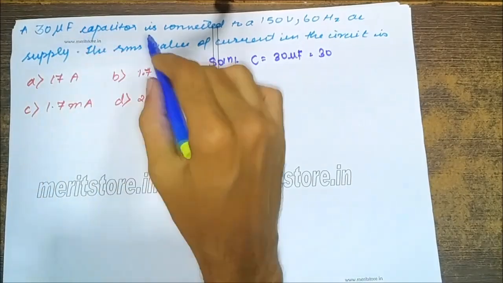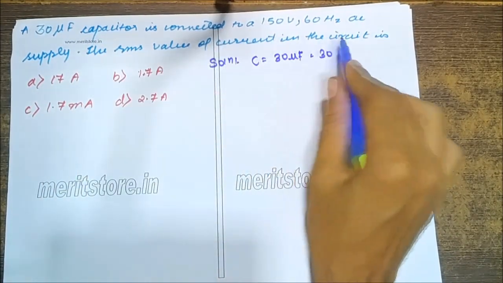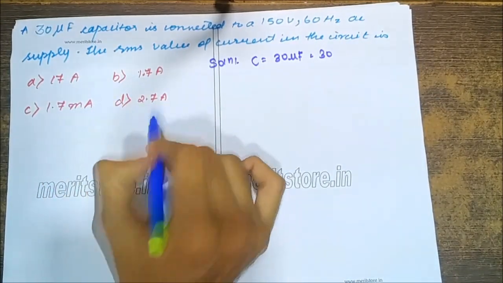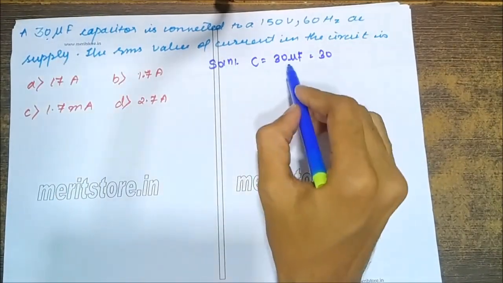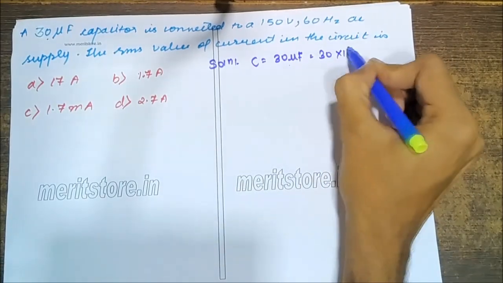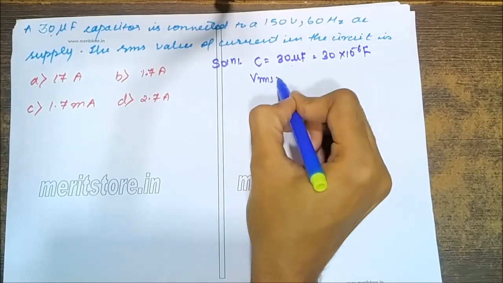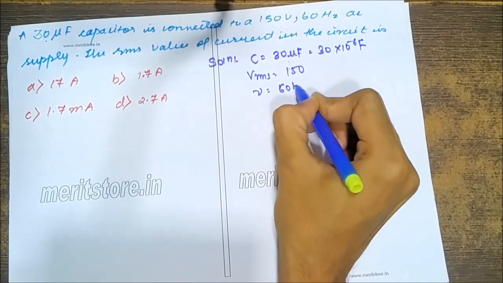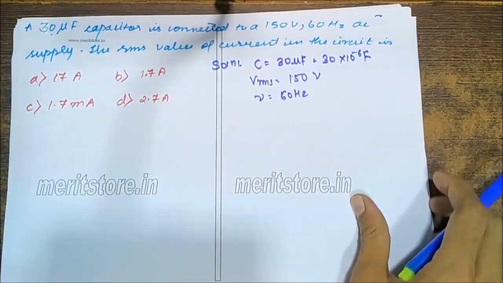A 30 microfarad capacitor is connected to a 150 volt 60 Hz AC supply. The RMS value of the current in the circuit is 17 amps, 1.7 amps, 1.7 milliamps or 2.7 amps. So here the capacitance of the capacitor is given as 30 microfarad. So C equals 30 microfarad. Converting into farads gives 30 into 10 raised to minus 6 farads. The V RMS, that is the voltage, is given as 150 volts. Again we have the frequency, that is 60 Hz. We need to find the RMS value of the current in the circuit.